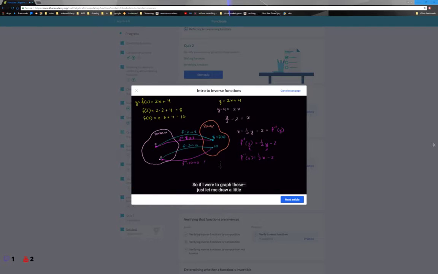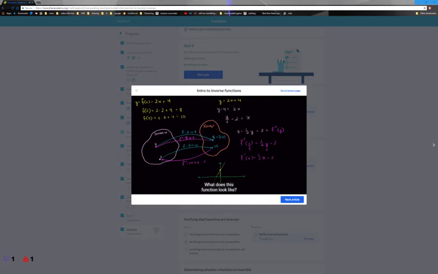So if I were to graph these, let me draw a little coordinate axis right here. This first function, 2x plus 4, its y-intercept is going to be 1, 2, 3, 4, just like that. And then its slope will look like this. It has a slope of 2. So the graph will look something like that. That's what that function looks like.